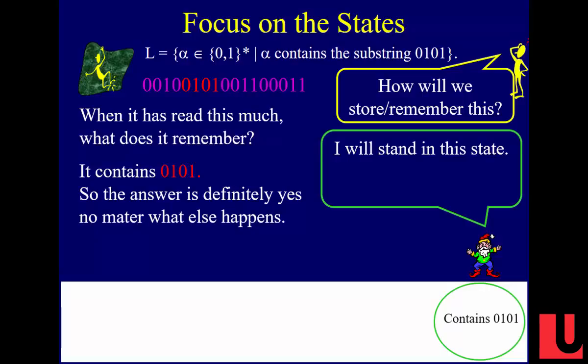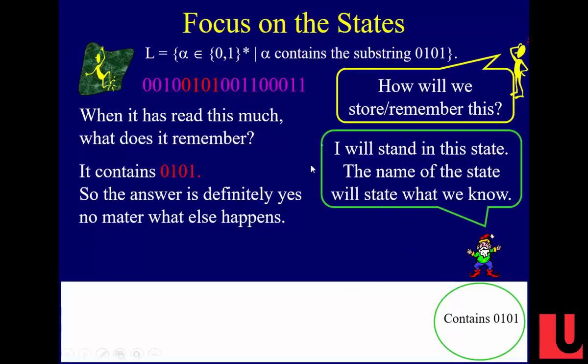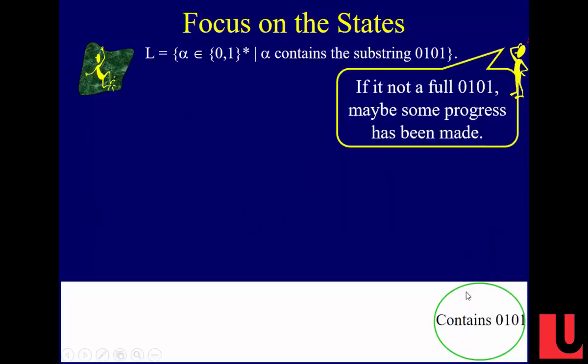All right, so now I will stand here and the state name will tell me what I know. I'm standing here, what do I know? I know that it contains 0, 1, 0, 1. And why do you give them meaningful names? It tells me what I know when I'm in that state.